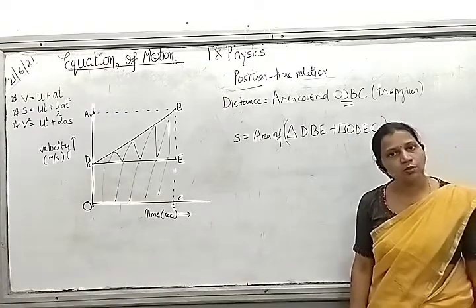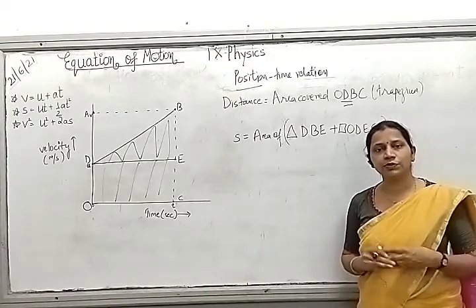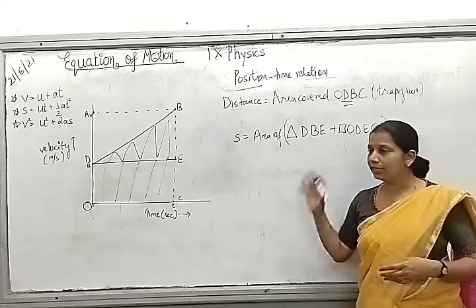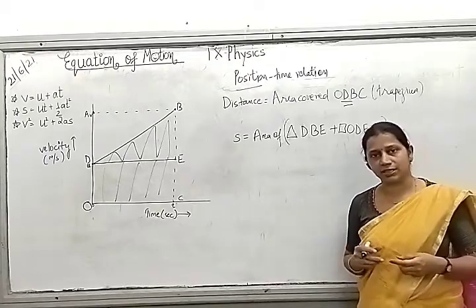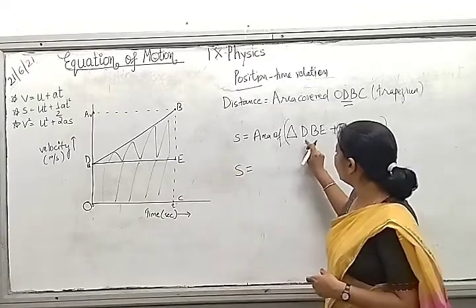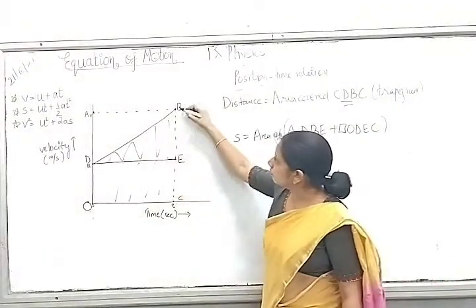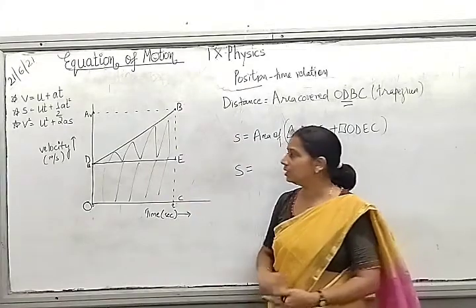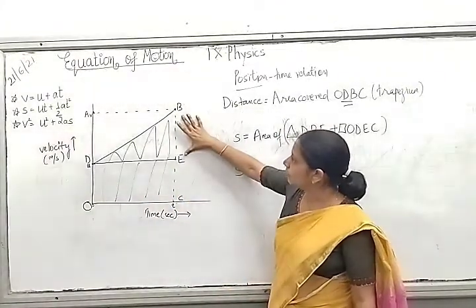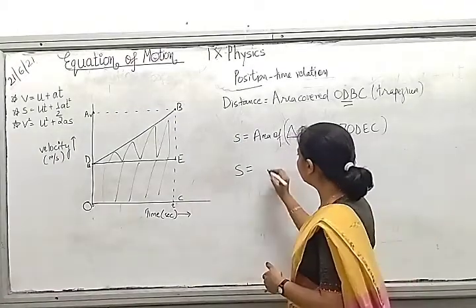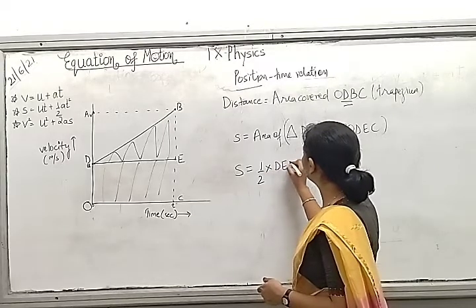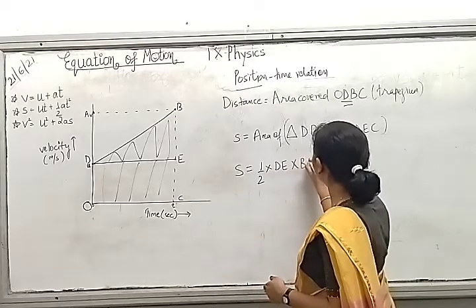Now, what is the area of a rectangle and the area of a triangle? Area of a triangle is half into base into height, and area of a rectangle is length into breadth. So let's see this from the graph. For triangle DBE, what is the base here? D to E. And what is the height? BE. So I will write half into base DE into height BE.